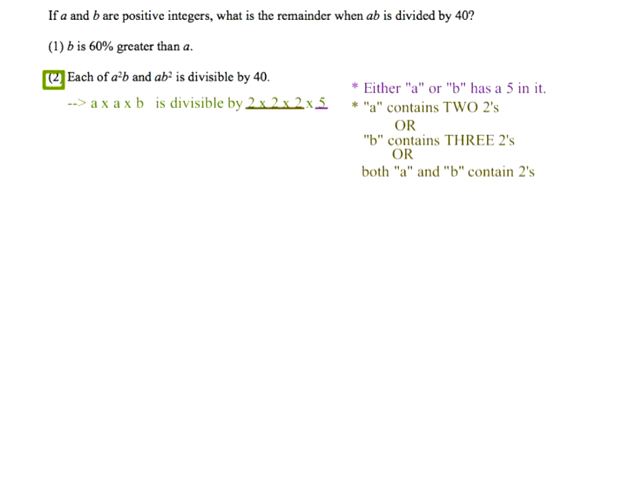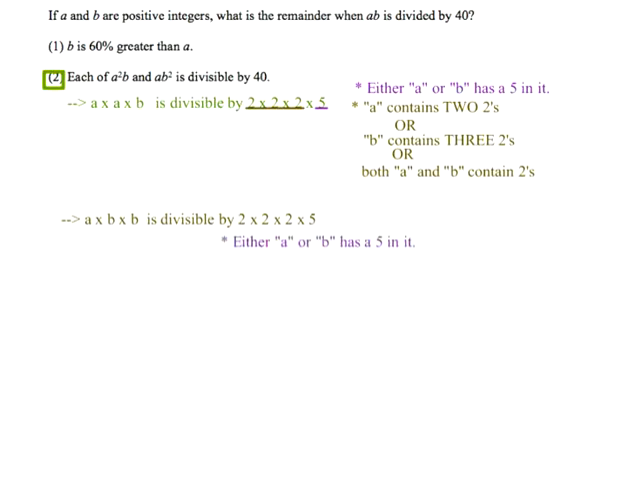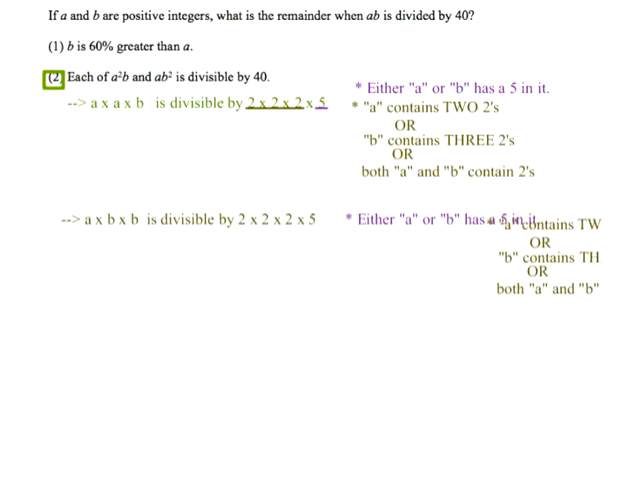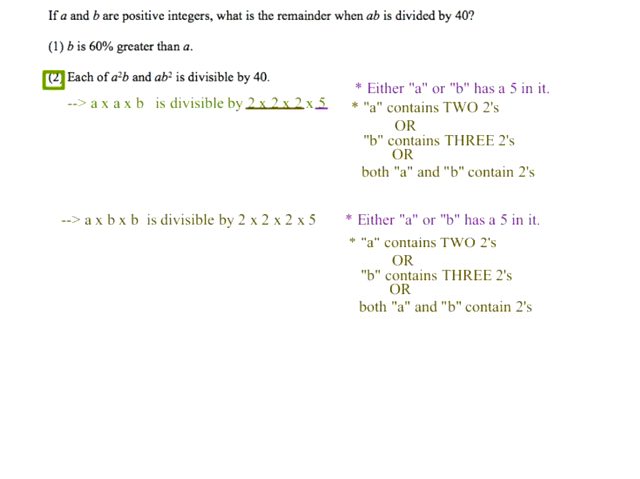You also know that A times B is divisible by 2 times 2 times 2 times 5. So the reasoning here is kind of the same. We still know that either A or B has a 5 in it. And then we just switch the roles of A and B here, because now B is the one that appears more than once. So we just take the same statements that we had up there and change where it says A and where it says B.